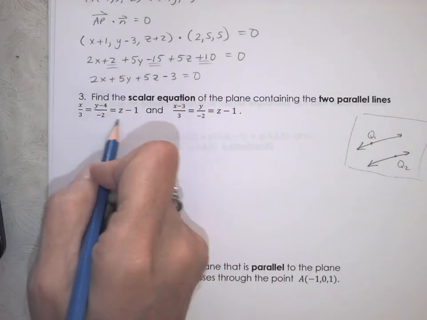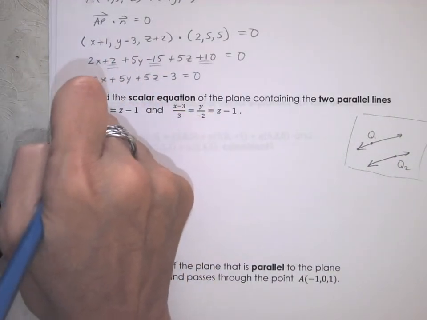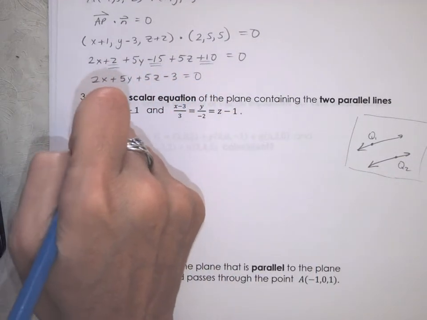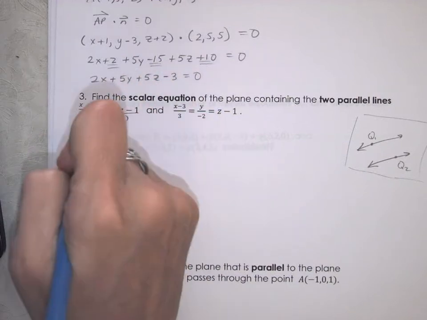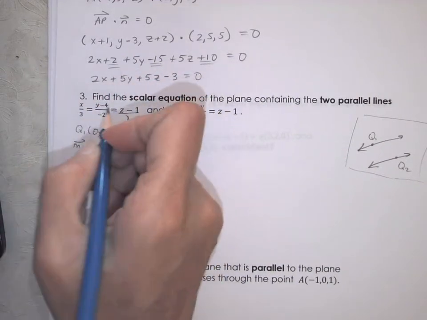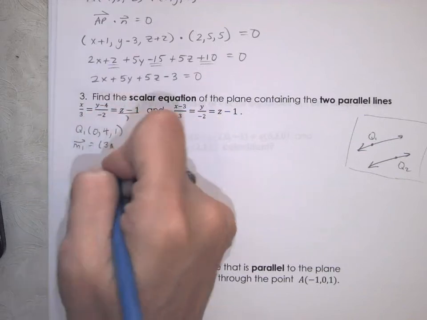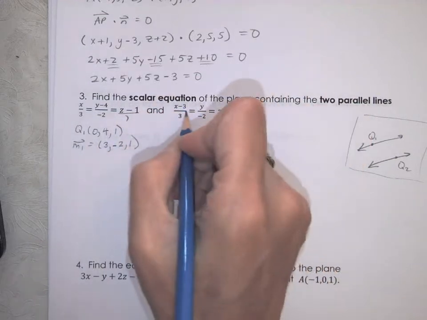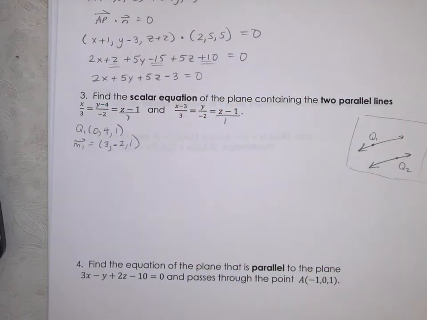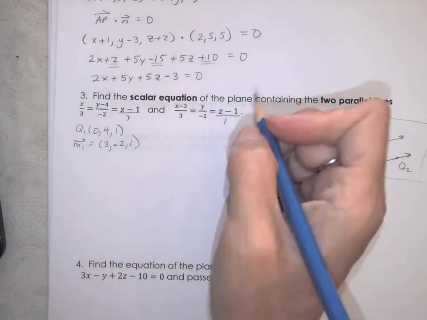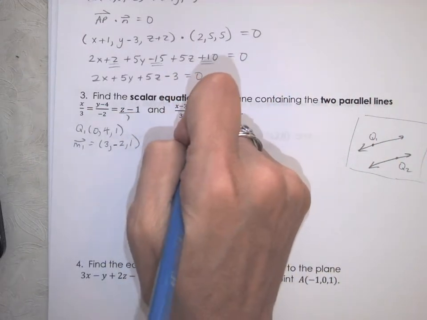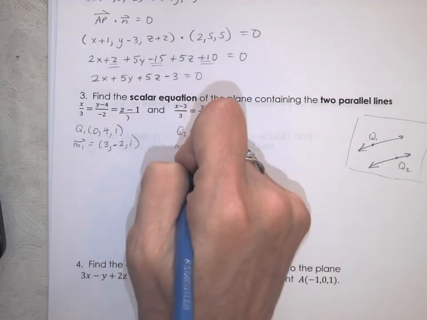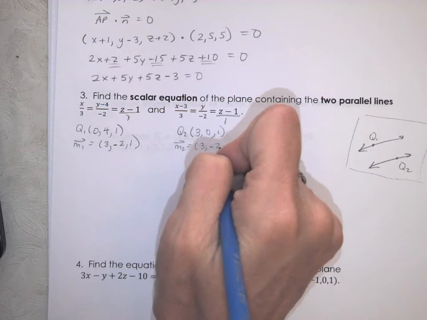And from this symmetric equation, I know that Q1, a point I know on this plane, if I exaggerate the symmetric form here, would be 0, 4, 1. And the direction vector of this line, given in symmetric form, would be 3, negative 2, 1. And this line, given in symmetric form, has a point Q2, and that point is 3, 0, 1, and the direction vector of this second line is 3, negative 2, 1.